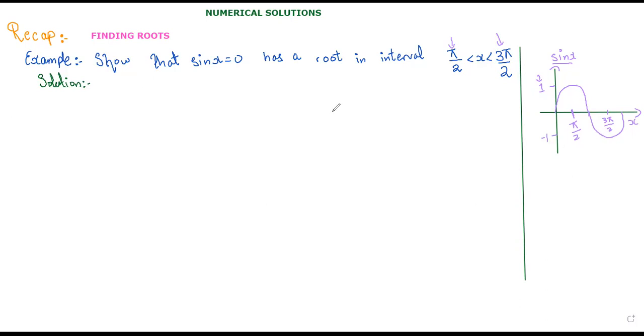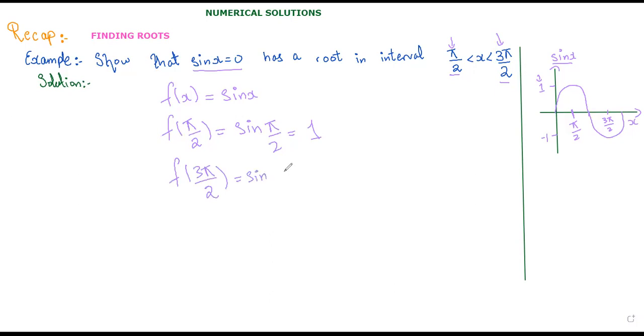So what was the method? The method was to find the value of the function. The function is sine x, and you need to find the value of the function at the end points of your interval. So you need to find the value of the function at pi by 2. Sine pi by 2 is 1. We can see that from our graph. And sine 3 pi by 2 is -1. Excellent. Now this is a positive value and this is a negative value.